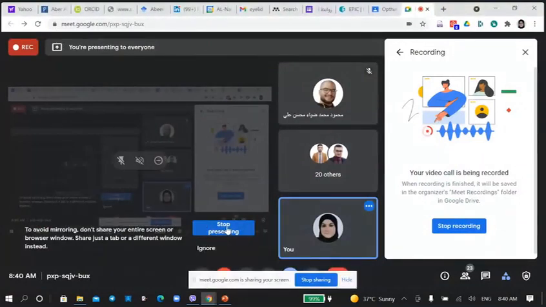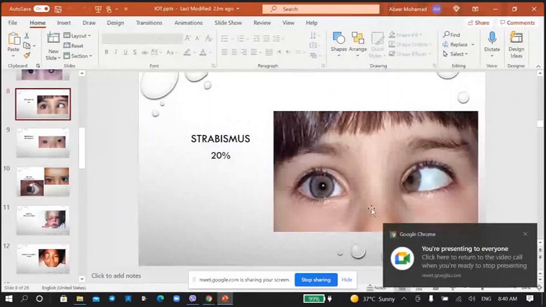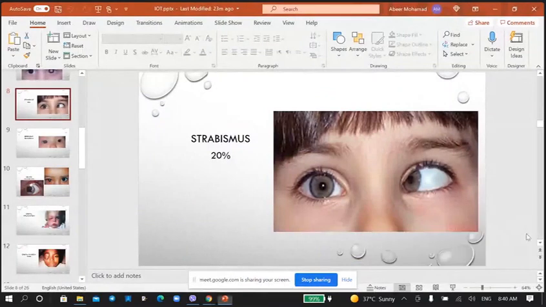نعم دكتور. ليش تتخيلون اللي عنده سترابيزموس او رتينوبلاستوما عنده سترابيزموس؟ صورة واضحة عندكم؟ اي دكتور واضحة.